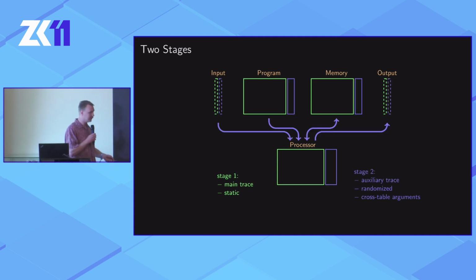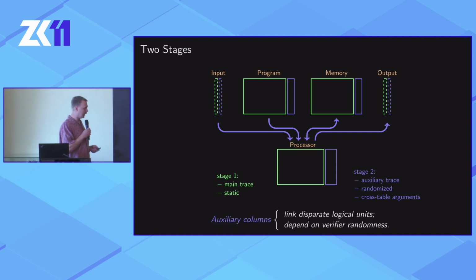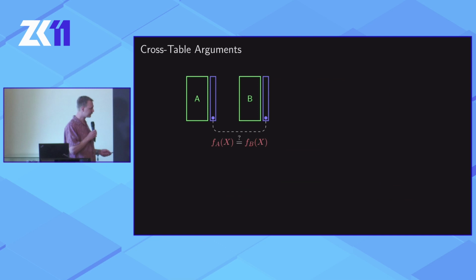How do you do that? Well, the way you do that is through the second stage. You get random challenges from the verifier, and using the second stage, you actually prove these cross-table arguments. And so this is a first step towards answering the question, why don't we just do one stage? The answer is, we want to link disparate logical units that depend on randomness that comes from the verifier.